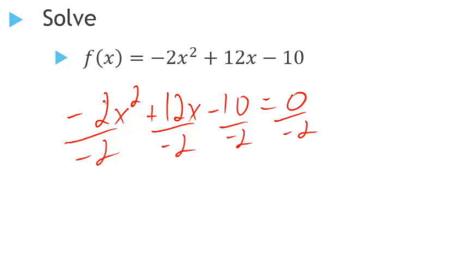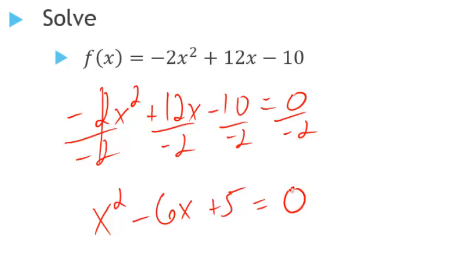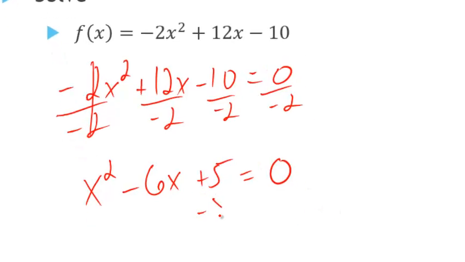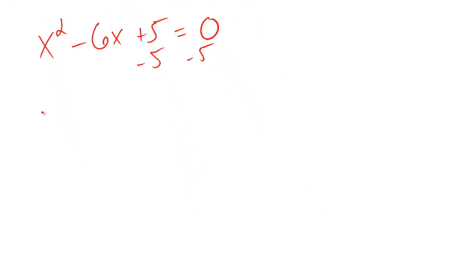Negative 2 divided by negative 2 is just 1, so we're going to have x squared. Positive 12 divided by negative 2 is a negative 6, so minus 6x. Negative 10 divided by negative 2 is just positive 5. And then 0 divided by negative 2 is just 0. So now we need to get our c to the other side, so subtract 5 from both sides. We're going to have x squared minus 6x equals negative 5.